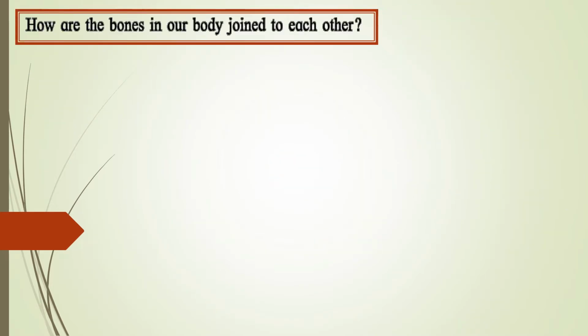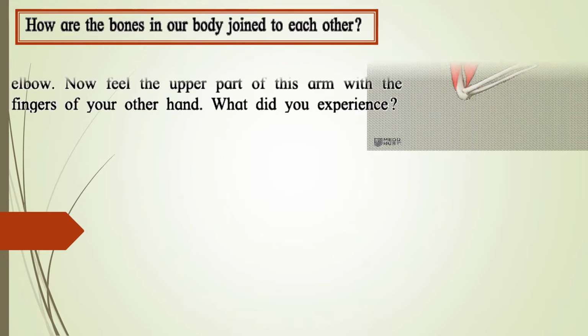How are the bones in our body joined to each other? When you were in 6th standard, you learned about your skeletal system. In that, we learned about the different types of bones present in your body, which help in giving proper shape to your body. It helps in various activities, right? But in that chapter, we did not learn how these bones are joined to each other. So you're going to get that answer in this chapter.